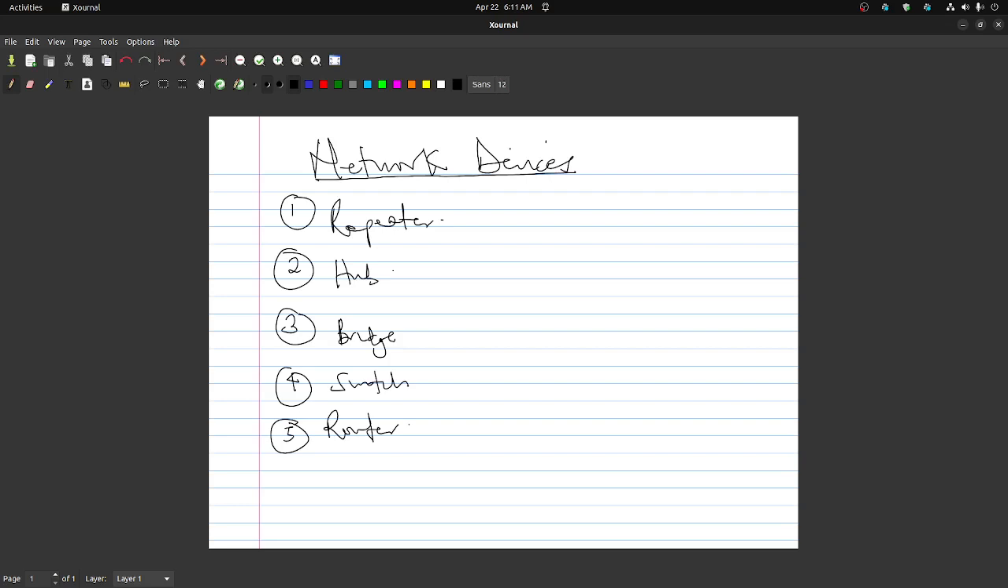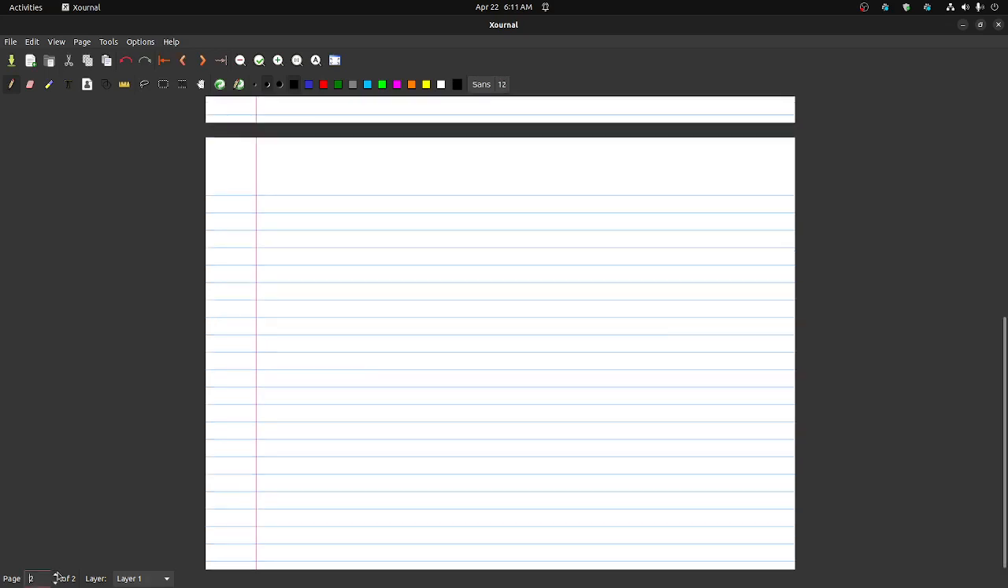There are a number of these in the virtual world. You'll be seeing some devices, but they are based on one of these. Let's start with the first one, the repeater. So what is a repeater?